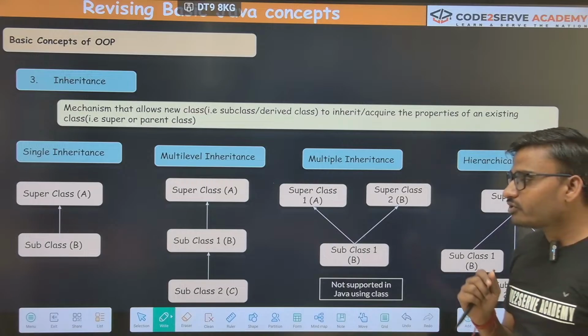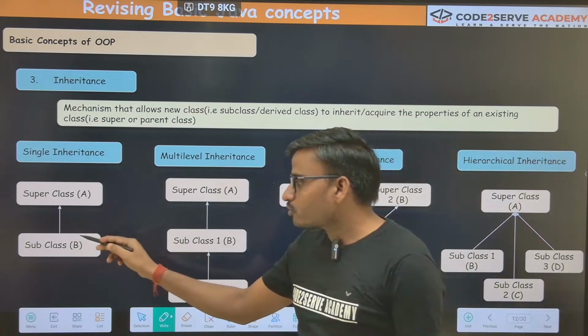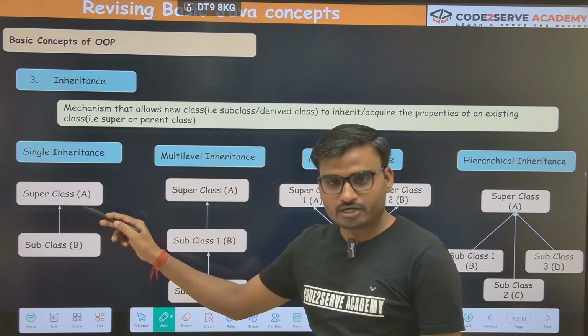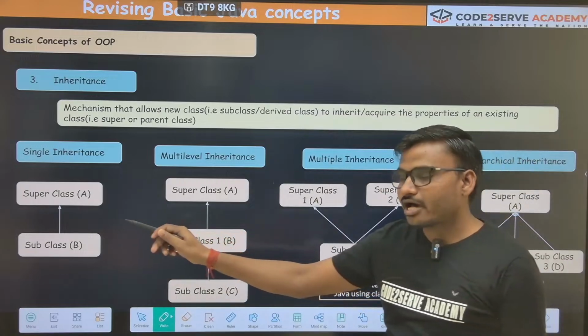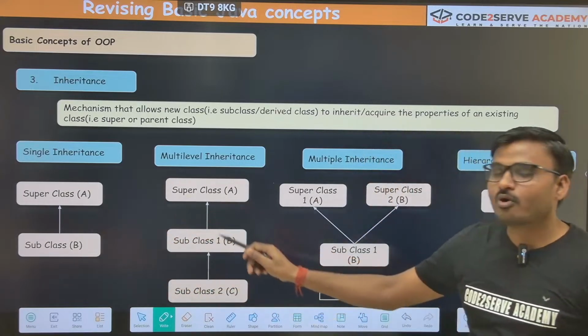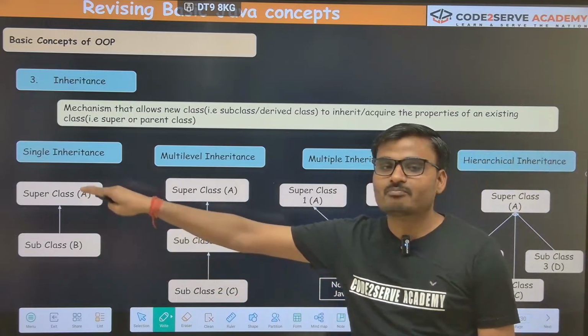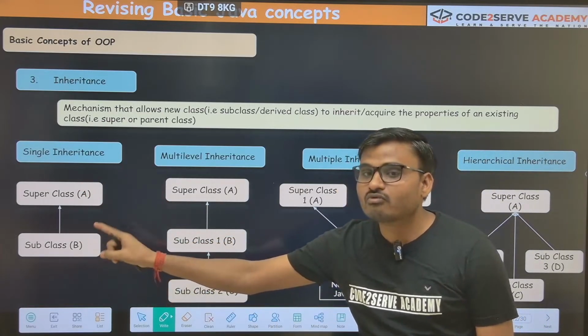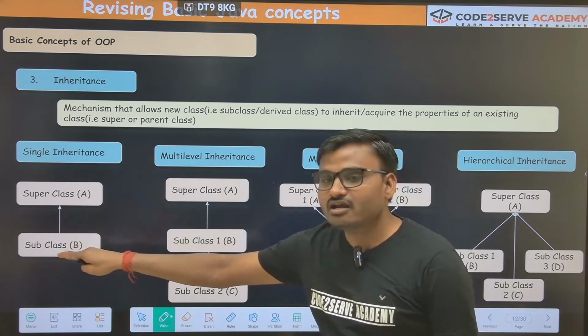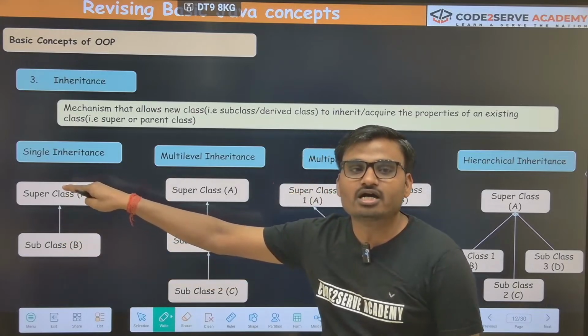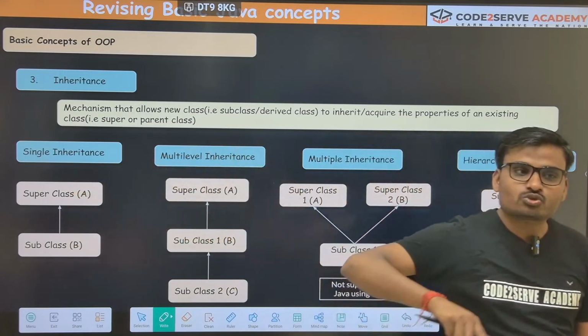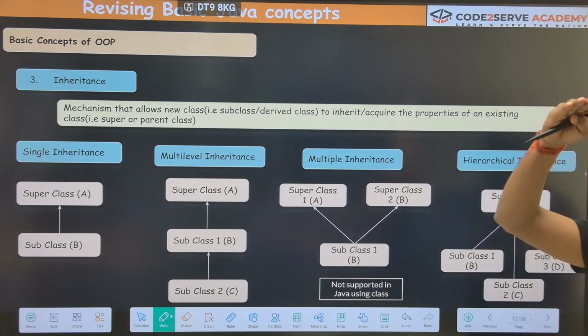Here you will see one thing, and this is very important to keep in mind: all the arrows should point toward the parents. So this is a child class and this is a parent class. Here we are showing that this child class is inheriting the property from the parent class, and we always show the arrow from the child class to the parent class.